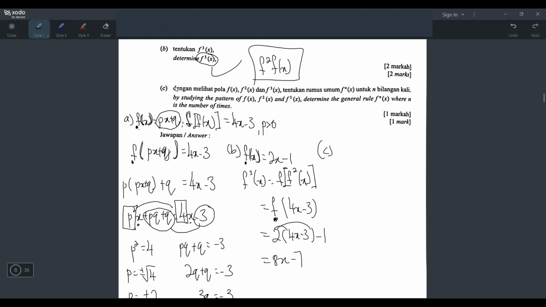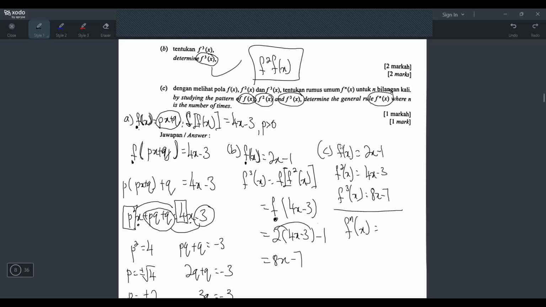Now we do C. C says: by studying the pattern of fx, f power 2x, f power 3x, determine the general rule f power nx, where n is the number of times. So we all know fx is 2x minus 1. And then f power 2x is 4x minus 3. And f power 3x will be 8x minus 7. What they want you to do is generalize, make it into a formula, and form a formula for f power nx.